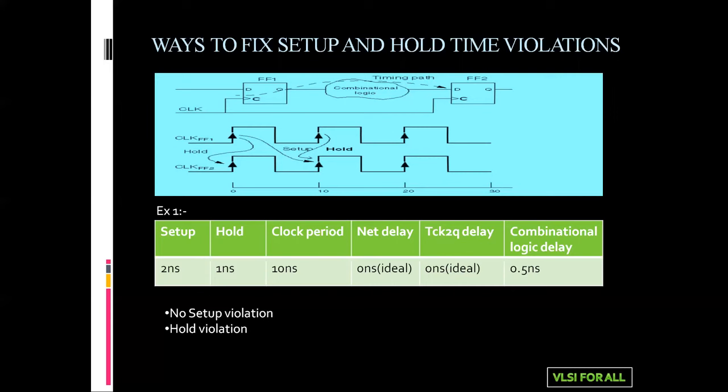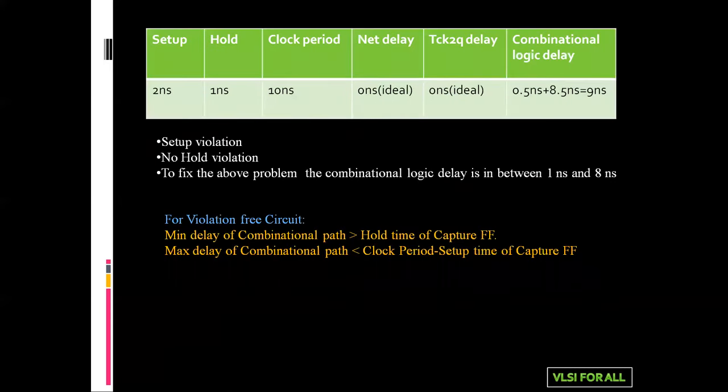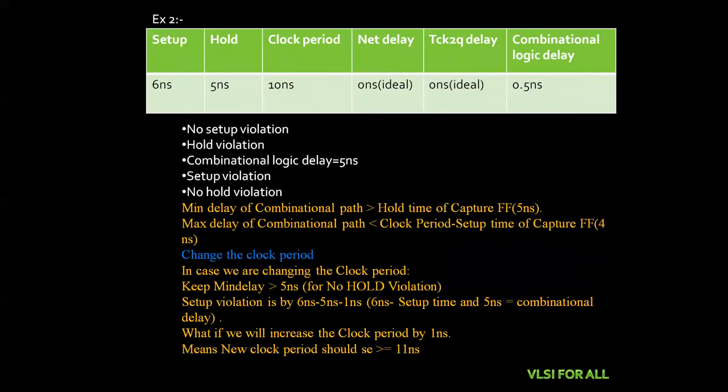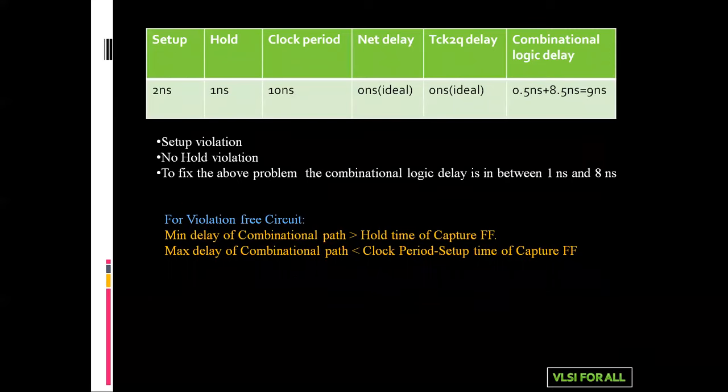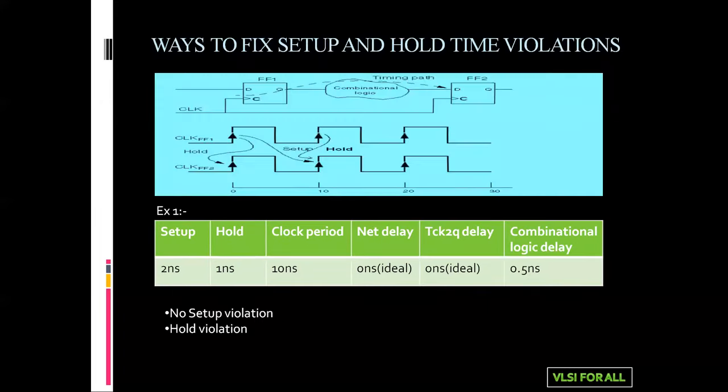So in order to avoid the setup and hold time violation, the combinational logic delay must be in between 1 nanosecond and 8 nanoseconds. So for these specifications, by adjusting the combinational logic delay to a certain value, we can fix the setup and hold time violation.